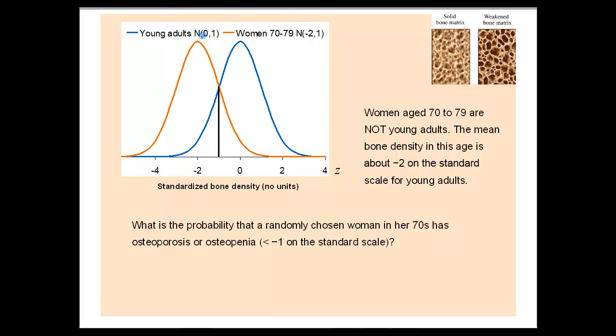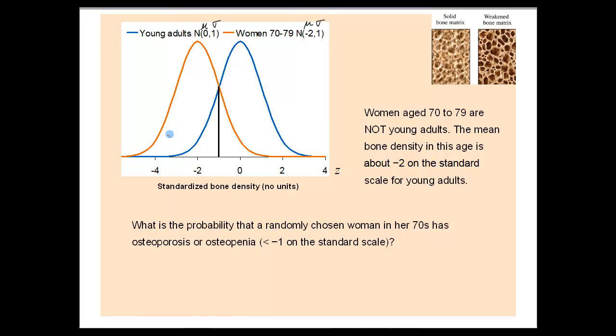Now notice here, young adults, normal 0, 1. And this doesn't mean their bone density is 0. What this means is their standardized score is 0. So again, this is the mean, and this is the standard deviation. This is the mean, and this is the standard deviation.